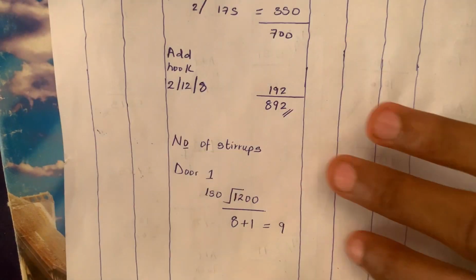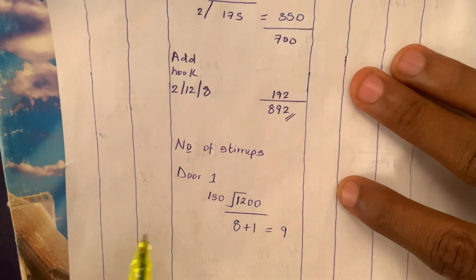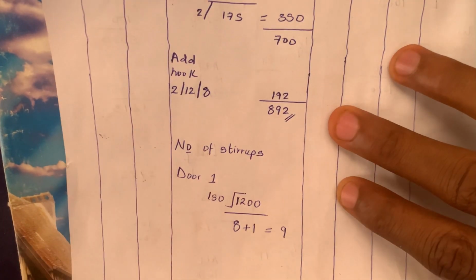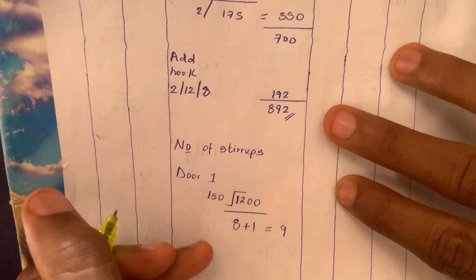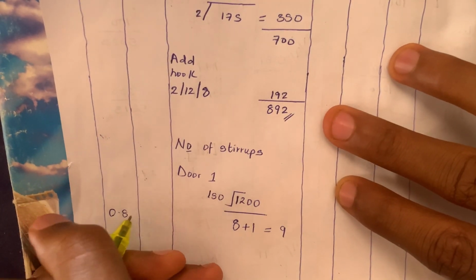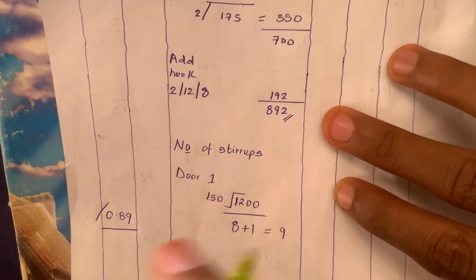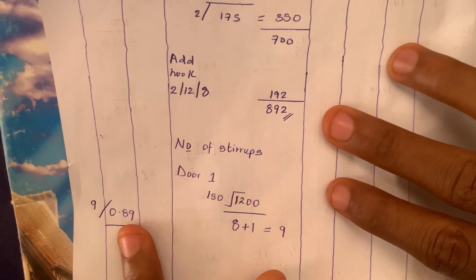So when you want to book, you are going to book the length of the stirrup and then times it by the number you've calculated. So you convert 892 into meters to give me 0.89. You times it by 9. So this is that for door one.